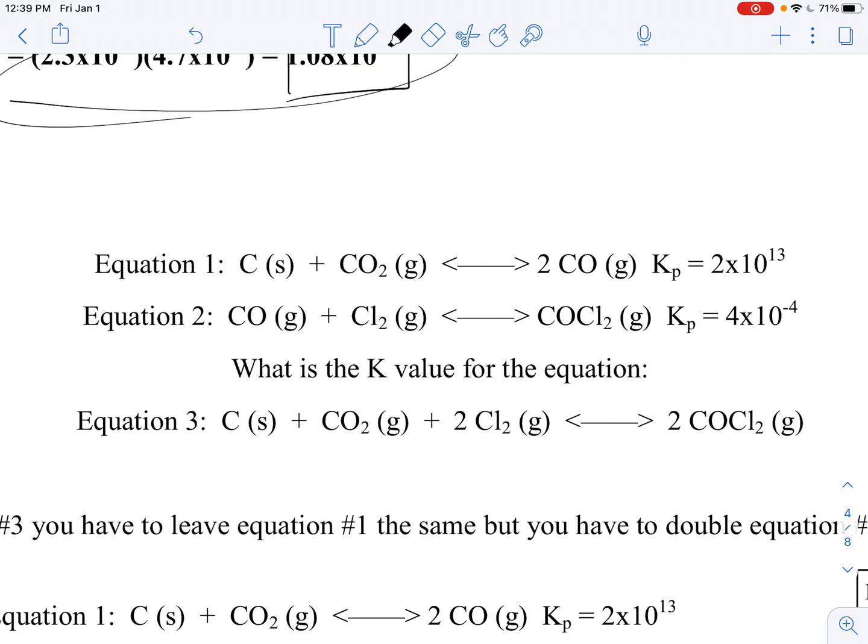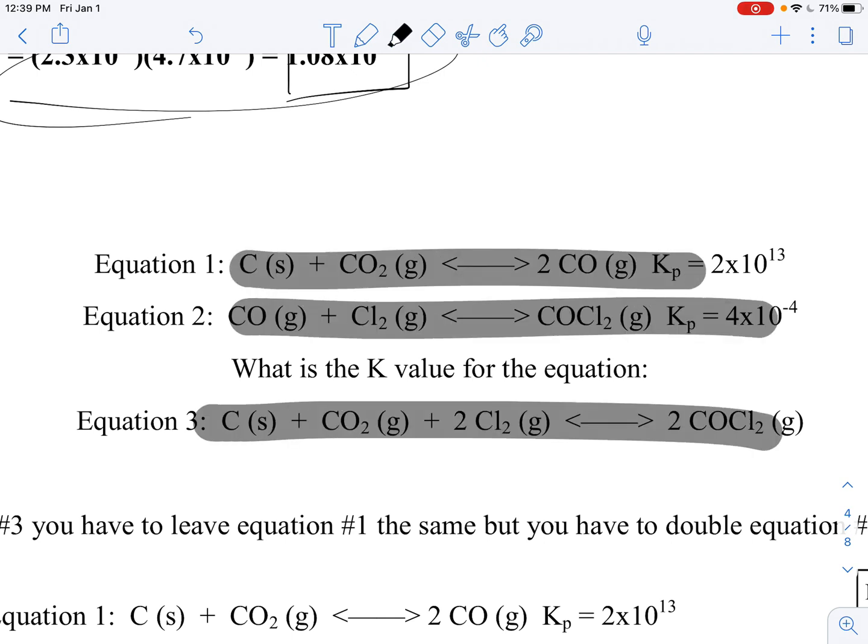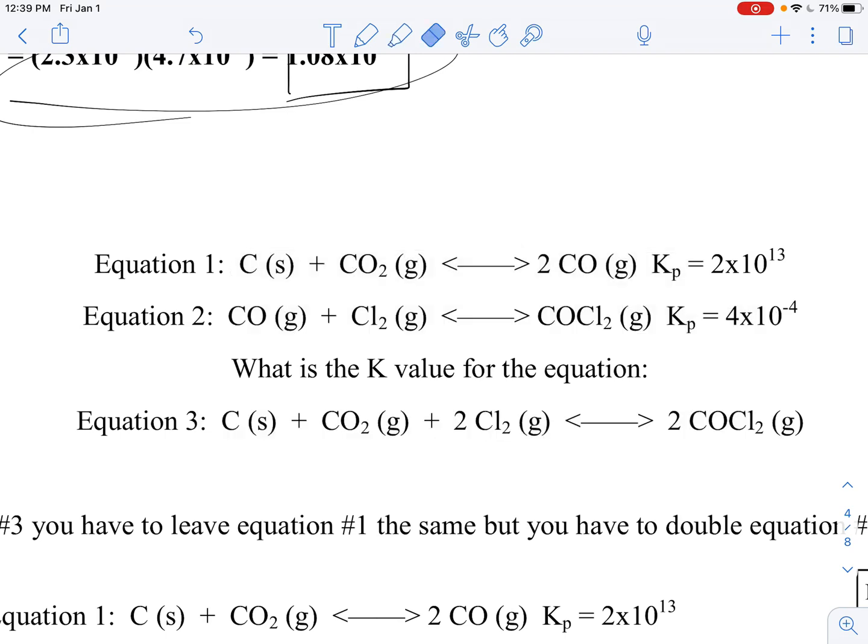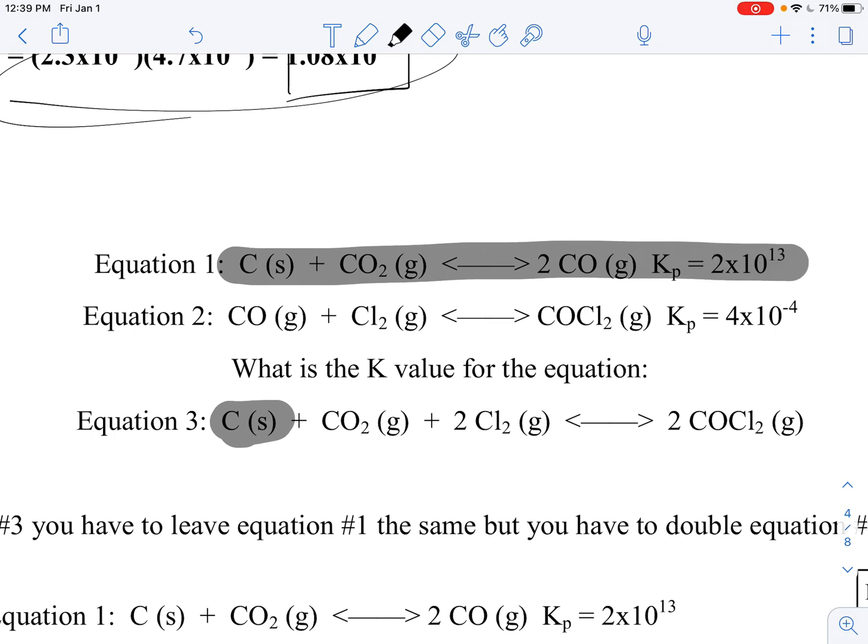Here's another example. How am I going to take this top equation and this middle equation here and get this third equation down here? Well, let's see. I like the carbon solid for that guy. So it looks like this whole equation here, I'm just going to leave it as it is. I'm not going to change a thing. All right?